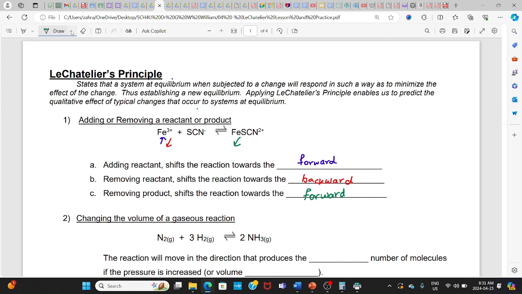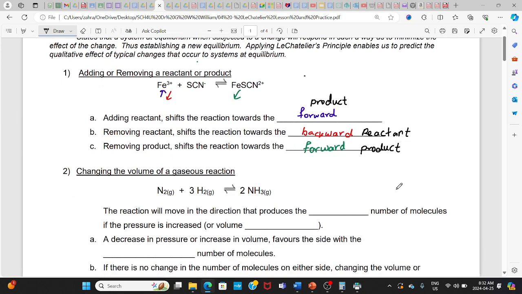Now, I want to use another word for that. So adding reactant shifts the reaction toward the product, because forward is toward product, right? And backward means toward the reactant. Again, forward is toward products. Any question? Okay.